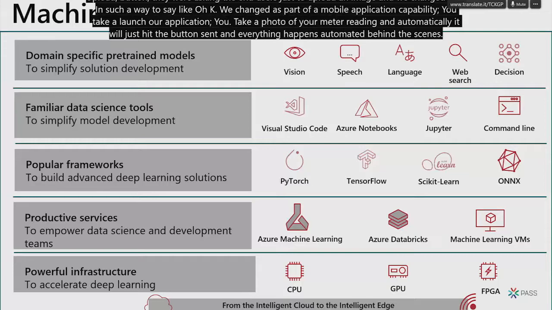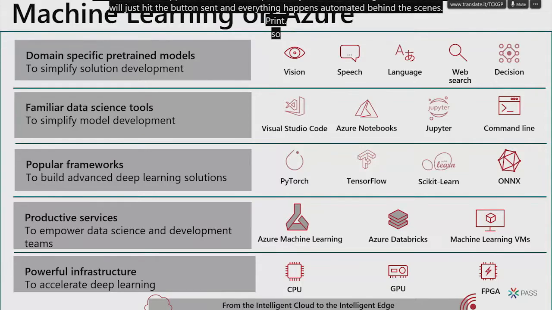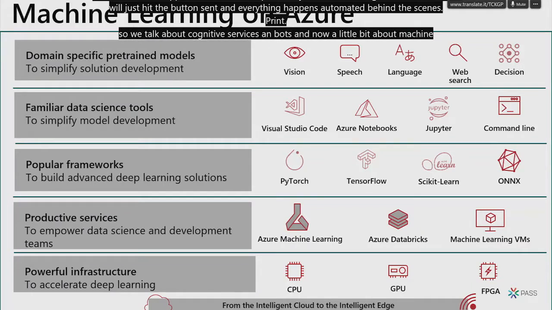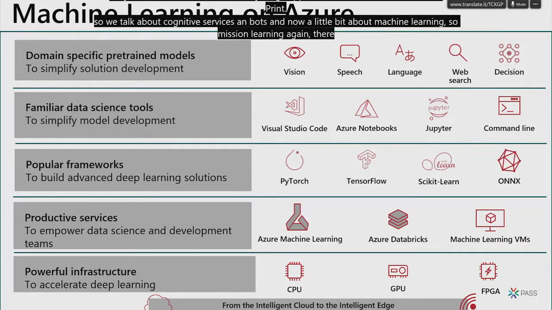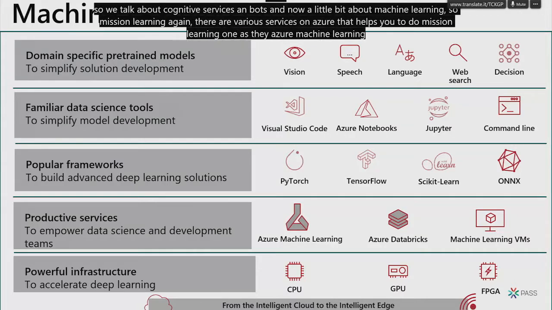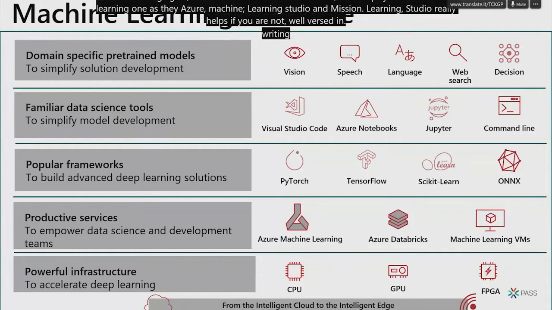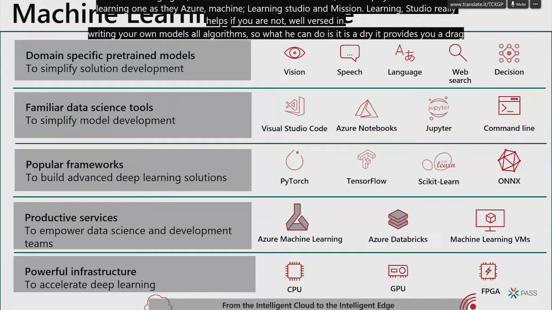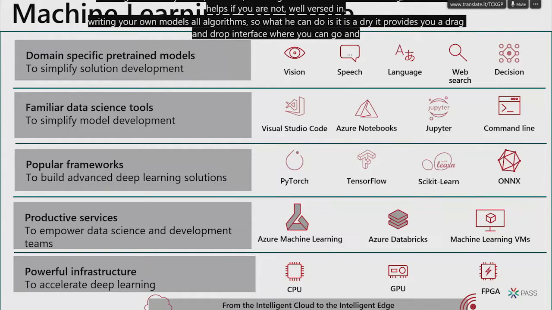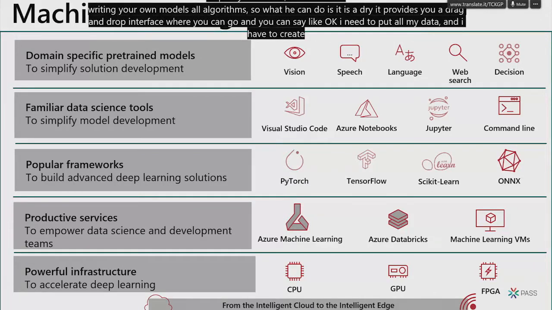Great. So we saw cognitive services and bots, and now a little bit about machine learning. Again, there are various services on Azure that help you to do machine learning. One is Azure Machine Learning Studio, which really helps if you are not well versed in writing your own models or algorithms. It provides a drag and drop interface where you can say, okay, I need to pull my data and create a model, and you can choose the algorithm that you want to use for your data.